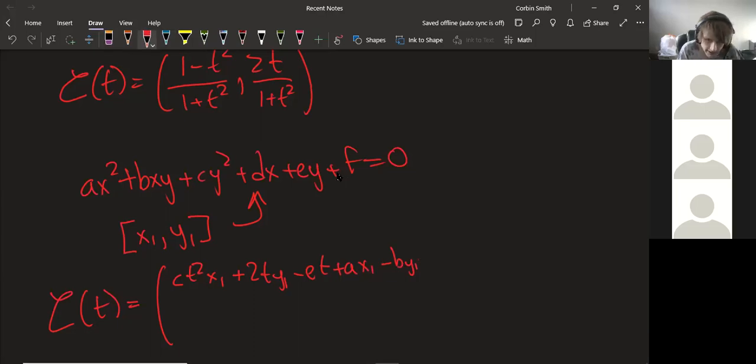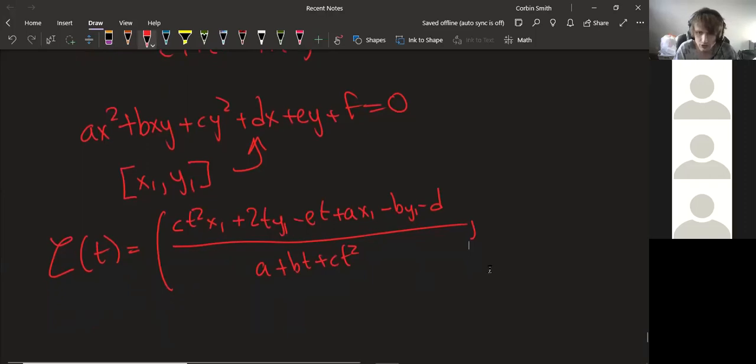1 minus d all over a plus bt plus ct squared, comma, and then it doesn't look like this thing should simplify to a quadratic, and I probably should have done the hard work to show that it does simplify to a quadratic. We have ct squared x1 plus 2, I'm going to call this thing equal to capital T because I'm just going to rewrite this exact same thing. So we have capital T times little t. Capital T includes the denominator as well. Minus t times x1 plus y1.